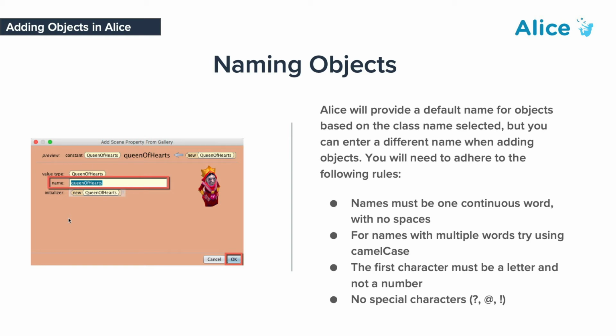Alice will provide a default name for objects based on the class name selected, but you can enter a different name when adding objects. You will need to adhere to the following rules. Names must be one continuous word with no spaces. For names with multiple words, try typing in camel case, eliminating spaces and punctuation and capitalizing letters instead, as shown here. The first character must be a letter and not a number. No special characters are permitted, such as question mark, @ or exclamation point.